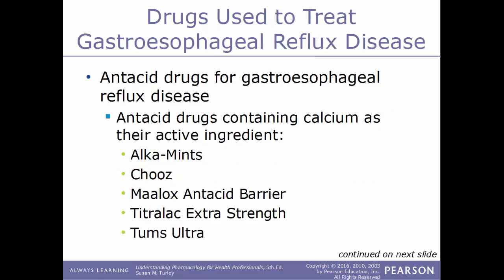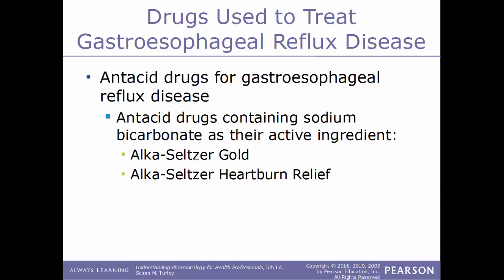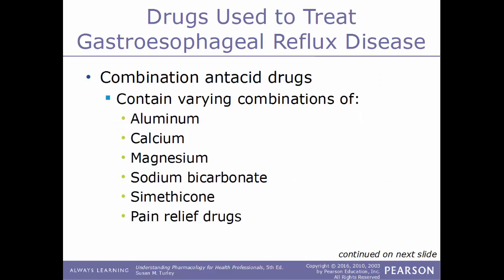Now, antacids that contain calcium as their active ingredient would include Alka-Mints or Chews, Maalox Antacid Barrier, Titralac Extra Strength, or Tums Ultra. And antacids that contain sodium bicarbonate as their active ingredient: Alka-Seltzer Gold and Alka-Seltzer Heartburn Relief. Now, antacids can come in a combination drug, and these drugs would have combinations of the following components. It could be aluminum, calcium, magnesium, sodium bicarbonate, simethicone, and pain relief drugs.